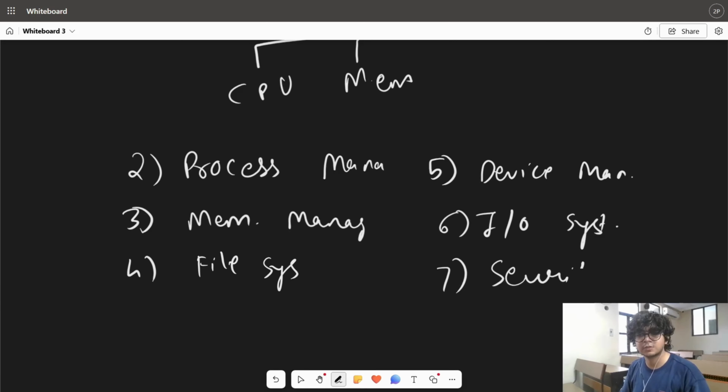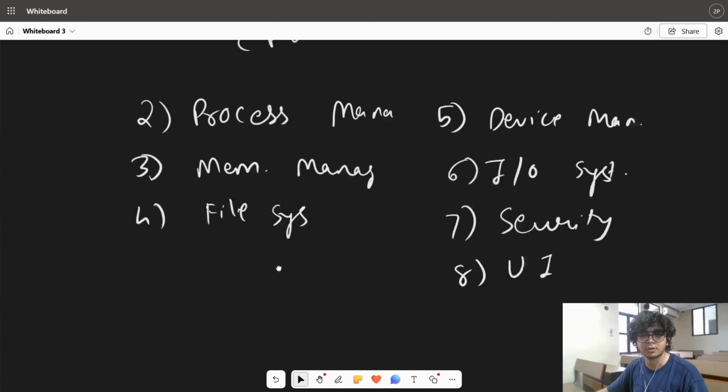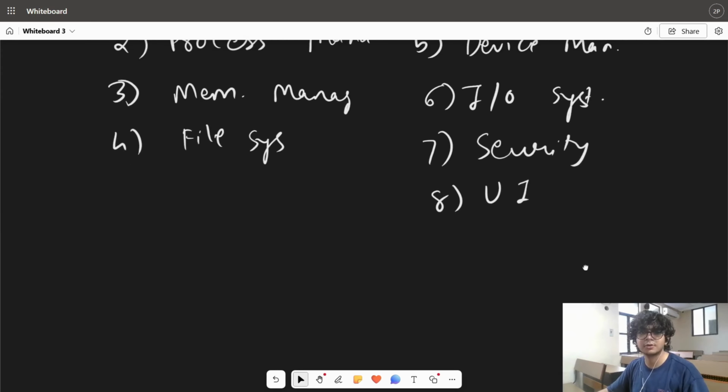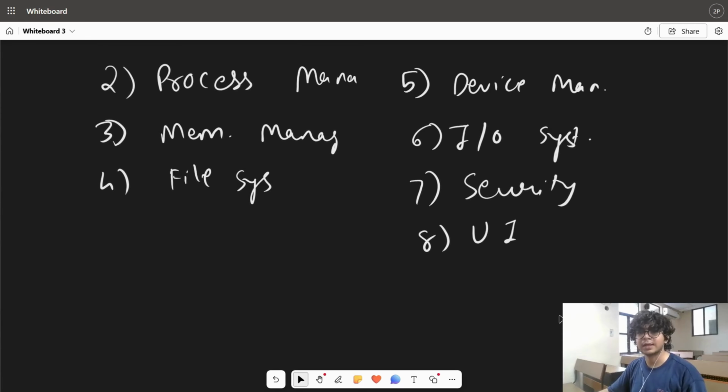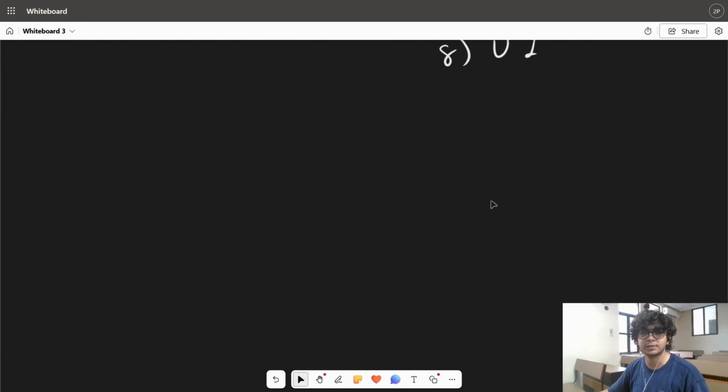Security. These basically align with the functions of the operating system. So if you are clear with the functions, then you'll get to know about all these components of the operating system. You don't need to worry about each one of them. If you have the basic overview of each one of them, then it would be better. Because I don't think any direct question will be asked from here. You just need to have the idea about each one of these.